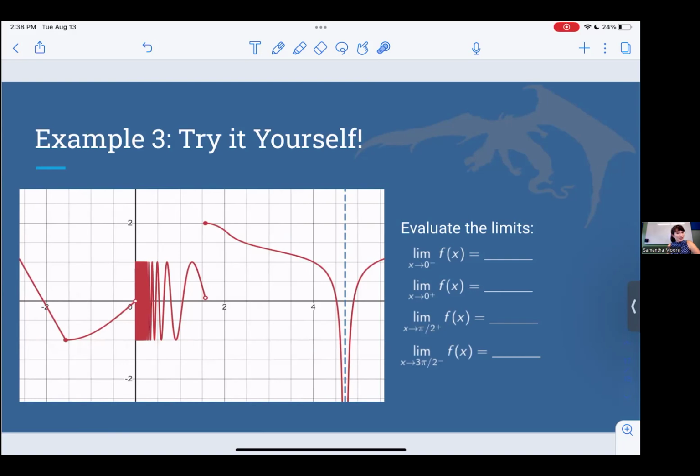All right, now that you've unpaused after trying this yourself, here's what you should have gotten. The limit as x approaches 0 from the left of f of x should be 0. The limit as x approaches 0 from the right of f of x should not exist. The limit as x approaches pi over 2 from the right should be 2. And the limit as x approaches 3 pi over 2 from the left of f of x should be minus infinity.